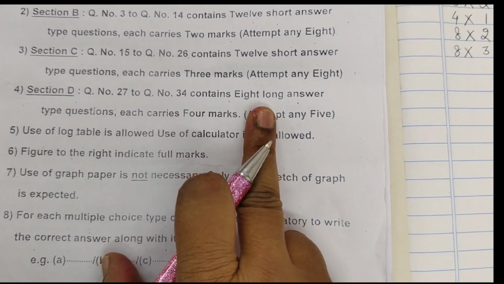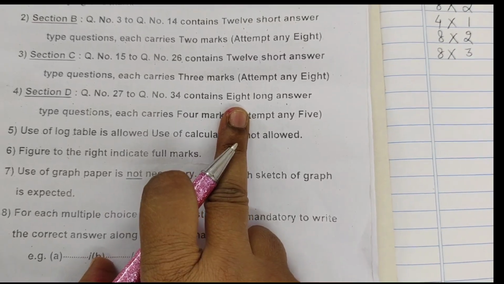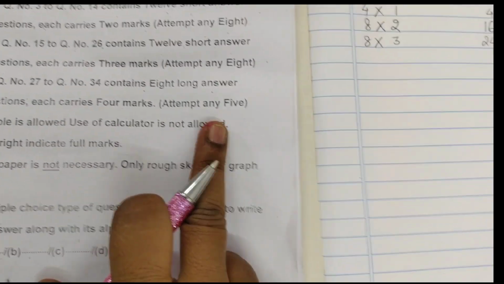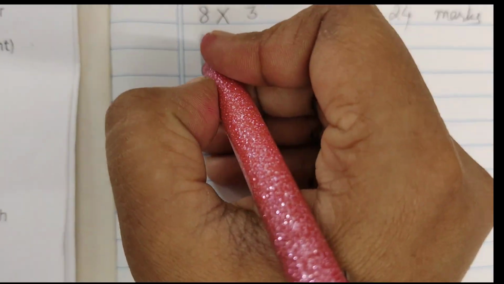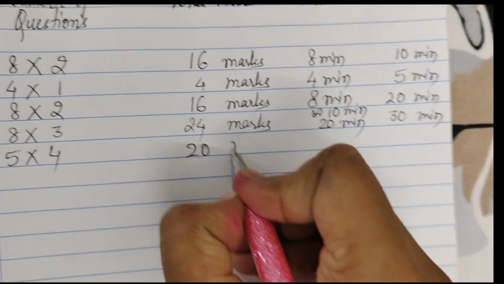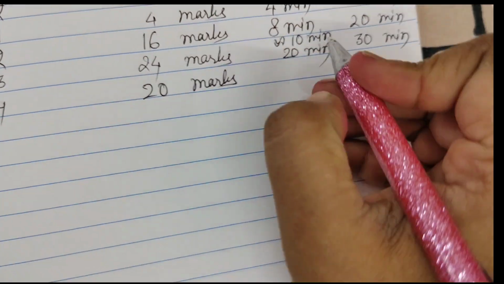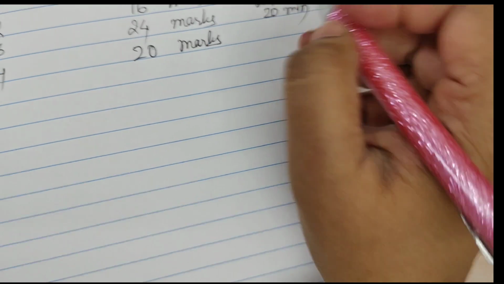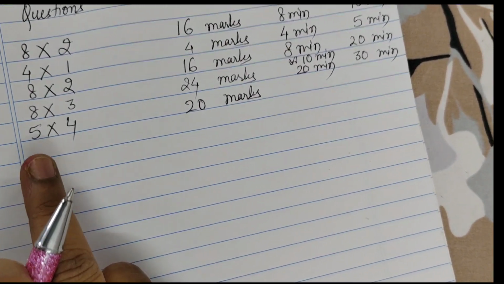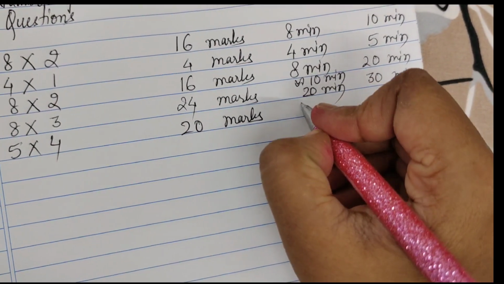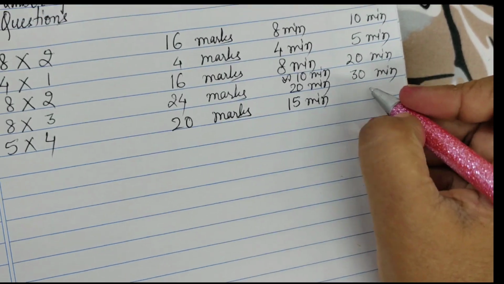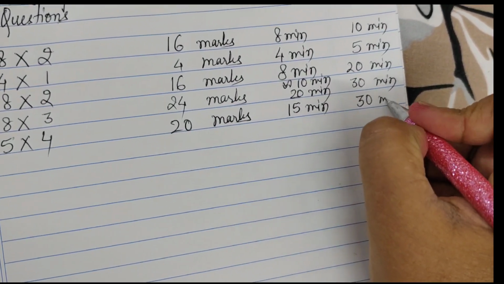Then Section D, the last one, carries 4 marks each, and you have to attempt any 5. So 5 fours are 20 marks you are going to get here. If for each question you need 3 minutes, then 5 3s are 15 minutes we will allot, and maximum 30 minutes.